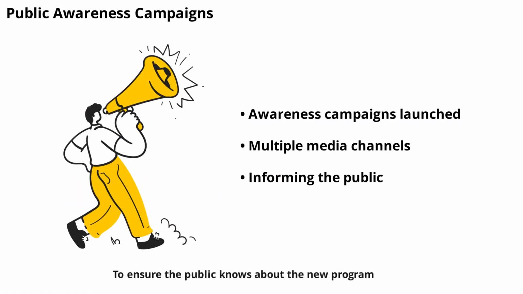To ensure the public knows about the new program, awareness campaigns are launched. These campaigns use various media channels, such as TV, radio, social media, and community events to spread information. The goal is to inform citizens about the program's benefits, eligibility, and how to participate. Effective communication is essential for maximizing the program's reach and impact.